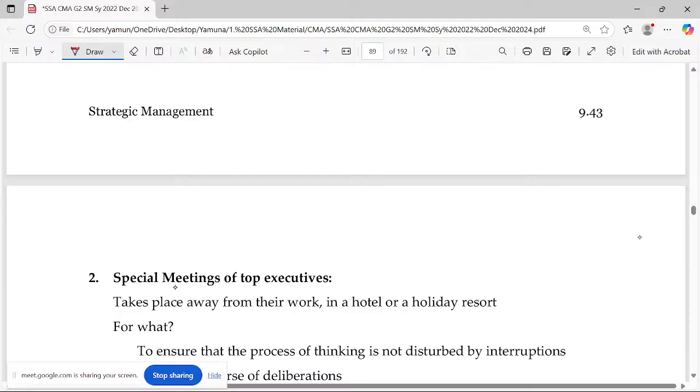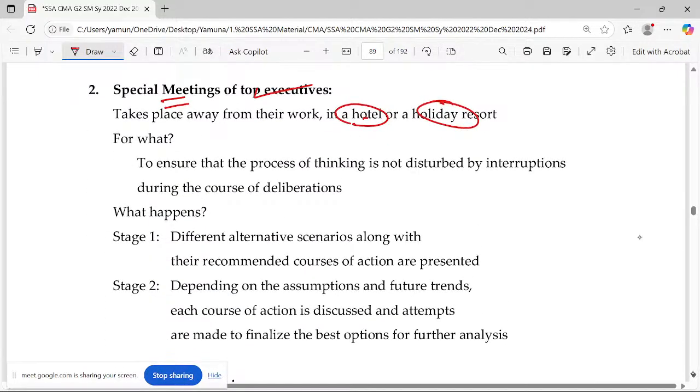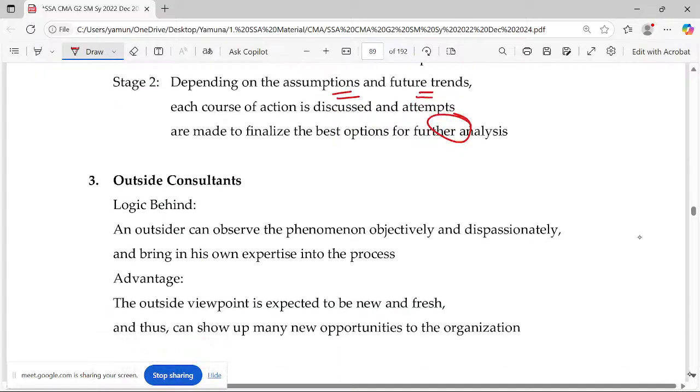Okay. And a special meeting of the top executives will be there. So this is what I was telling. They'll go for a holiday, a resort, and other cases. Okay. So different alternatives, different scenarios will be developed, and different assumptions and future trends will be considered, and they'll go for further convening.